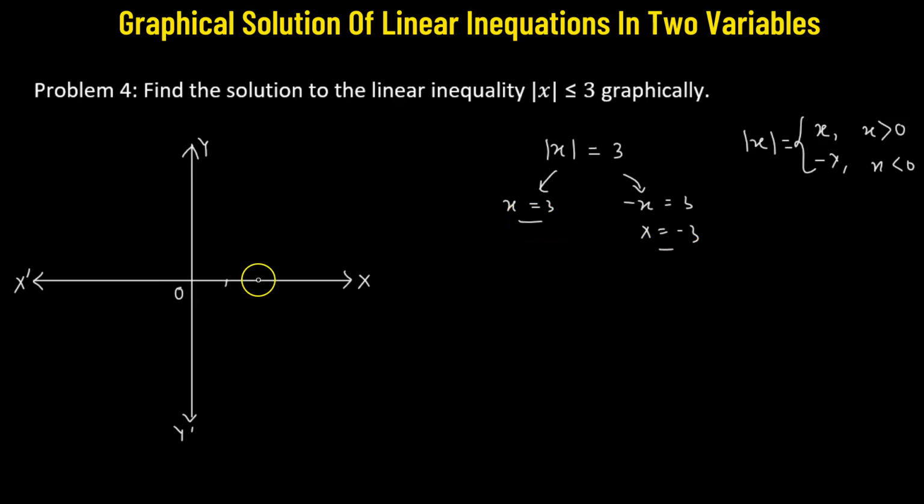So first, let's sketch x equals 3. This is going to be a straight line that's going to pass through the point (3, 0). So this is our line x equals 3.